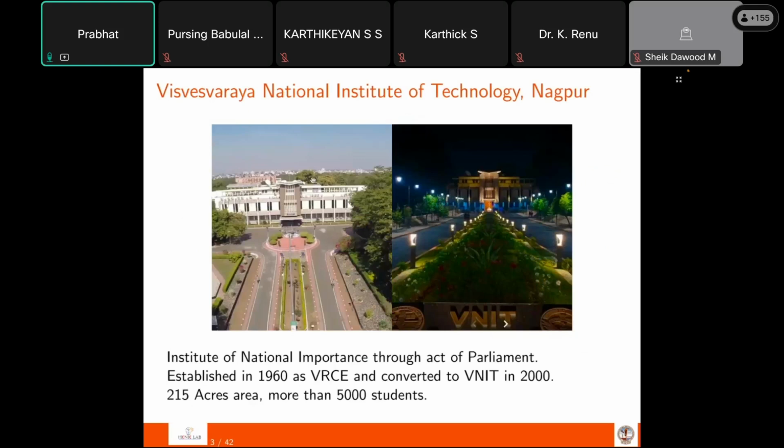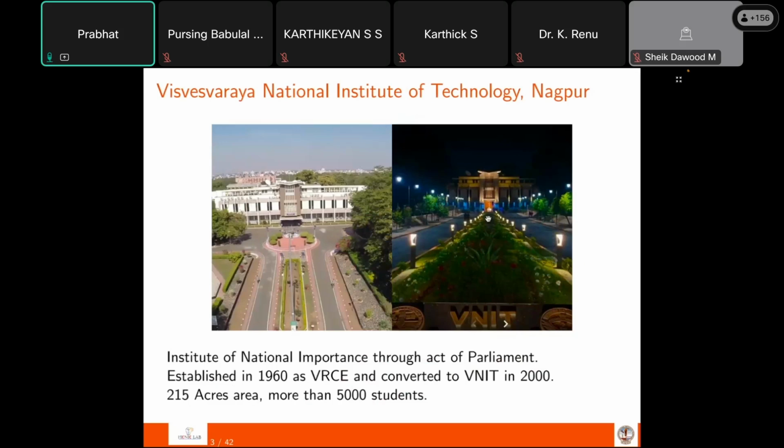This is the VNIT main building, the admin building we call it. When you enter from the main gate, it looks like this. This is the night view of it. Like other NITs, we are also one of the NITs that were converted. We were first the Regional College of Engineering, and later we were converted into an NIT in the year 2000.